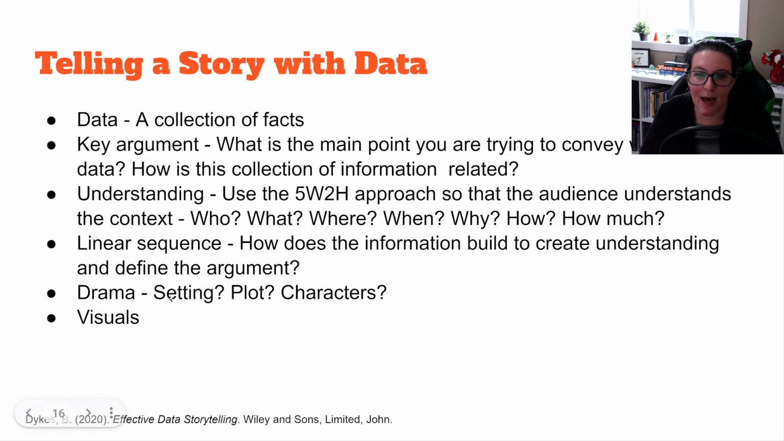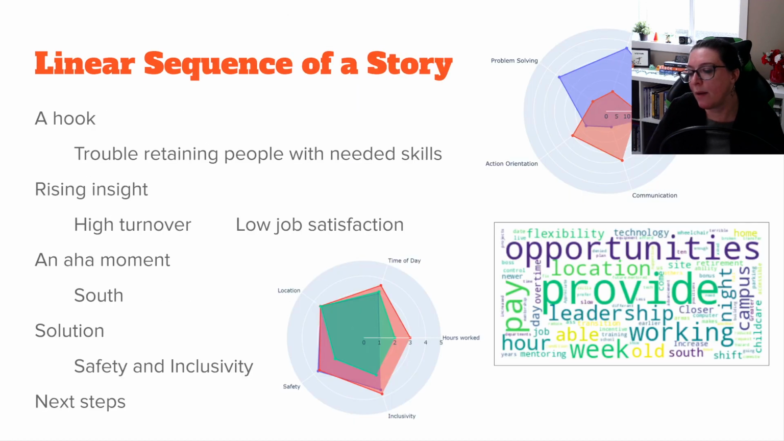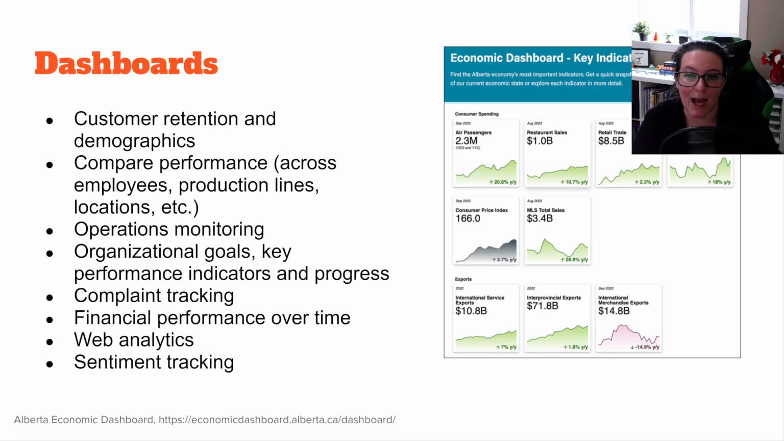When we tell stories with data, we need to have the information, we need to have some key arguments, and those key arguments will dictate what type of visualizations we're going to use, depending on what type of information we're trying to convey. We might be trying to convey this information through a dashboard. So a dashboard is basically a visual of a bunch of different visuals that is trying to convey that information, tell a story. For example, the dashboard that my face is covering up is the economic dashboard for Alberta.